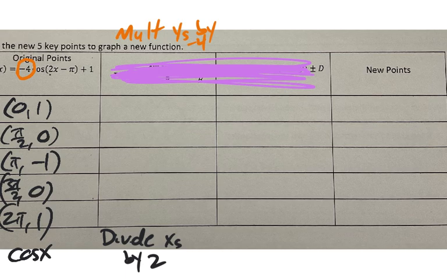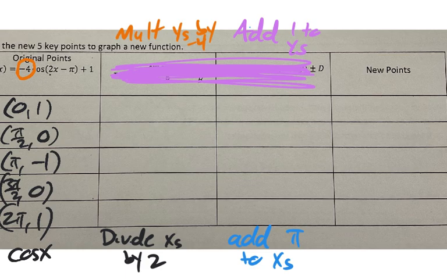Then what else happens? What are my other transformations? I need to shift the graph right pi. Going right pi means I need to add pi to the x's, because right is positive x. And then what's the +1 doing? Add 1 to my y's. Once I do all of that, I can find my new 5 points. These are the 5 points where they started, and this is where they end up.